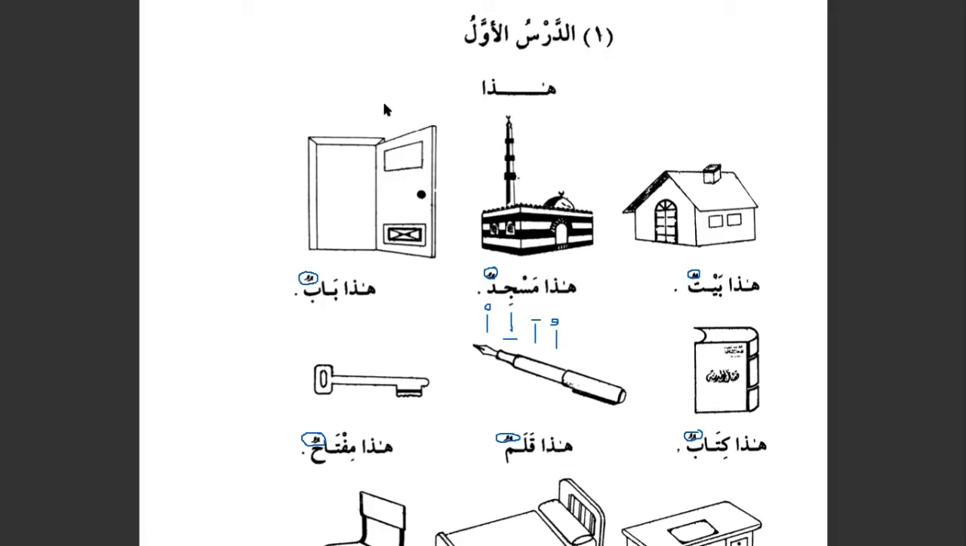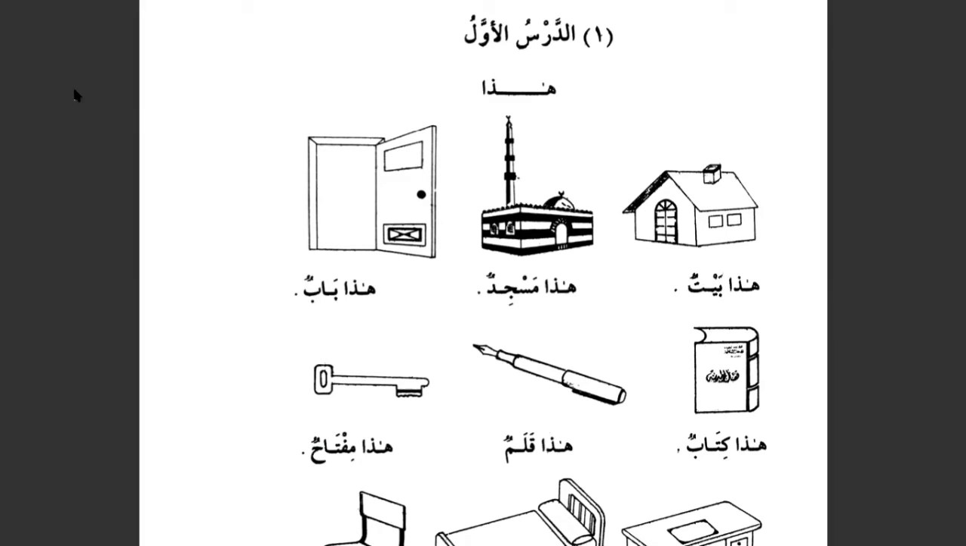Once we've got all that, we also realize that these two vowels here represent indefinite. What do we mean by the indefinite?